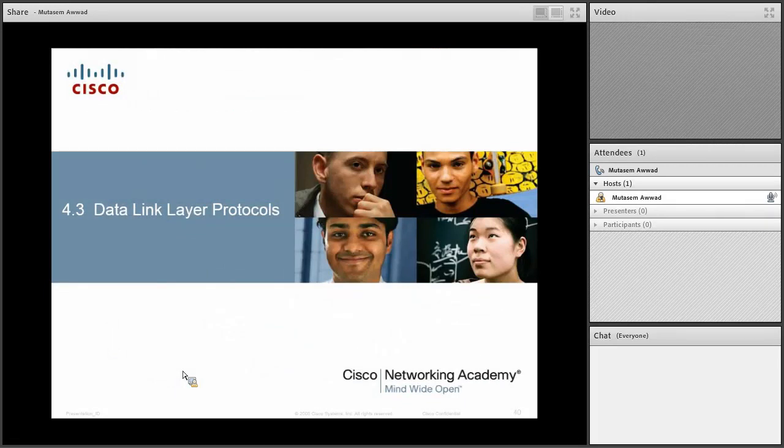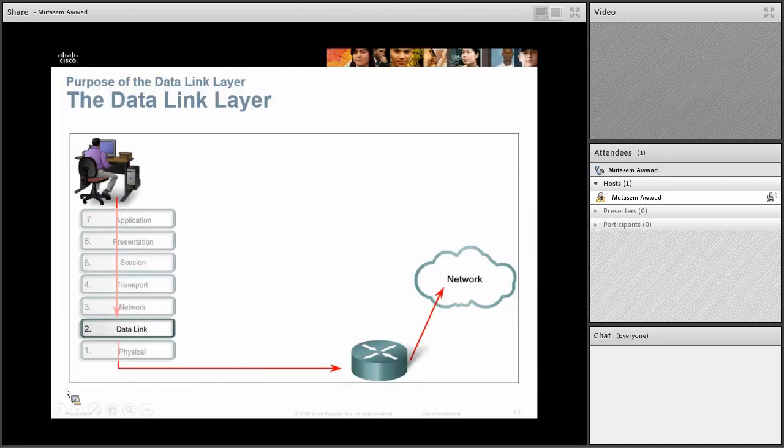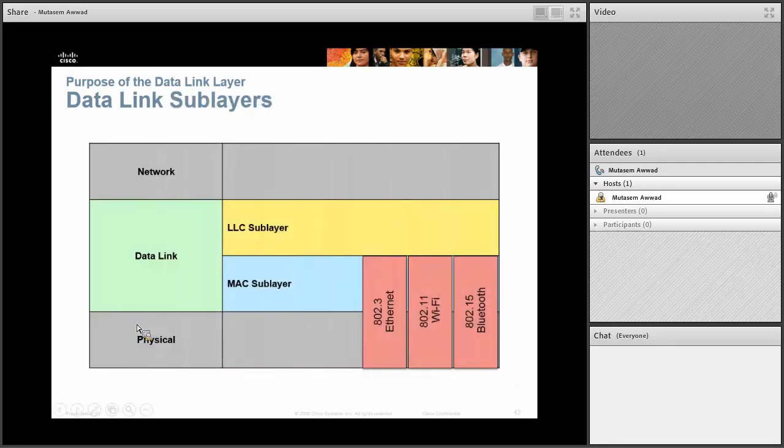All right, now let's get to the data link layer. We just finished with the physical layer, and now you have an idea about all the different wiring and signals at the physical layer. All right, let's get to the data link. The data link layer, which is layer 2 of the OSI model, is composed of two sublayers.